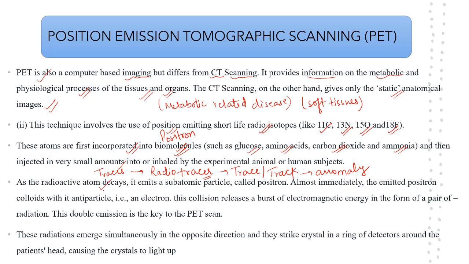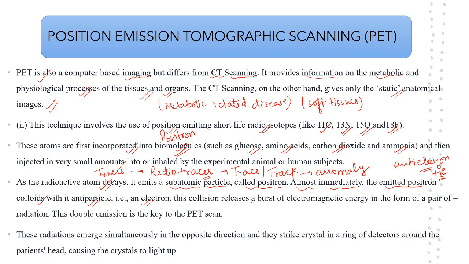As the radioactive atom decays, it emits subatomic particles called positrons. Almost immediately, the emitted positron collides with its anti-particle, that is an electron, because the positron is the anti-electron. Positron is a positive electron, written as plus e zero, where plus 1 is the unit of charge and 0 is the mass. That is why the positron is considered an anti-electron. It is emitted by the radioactive decay of all these radioisotopes.